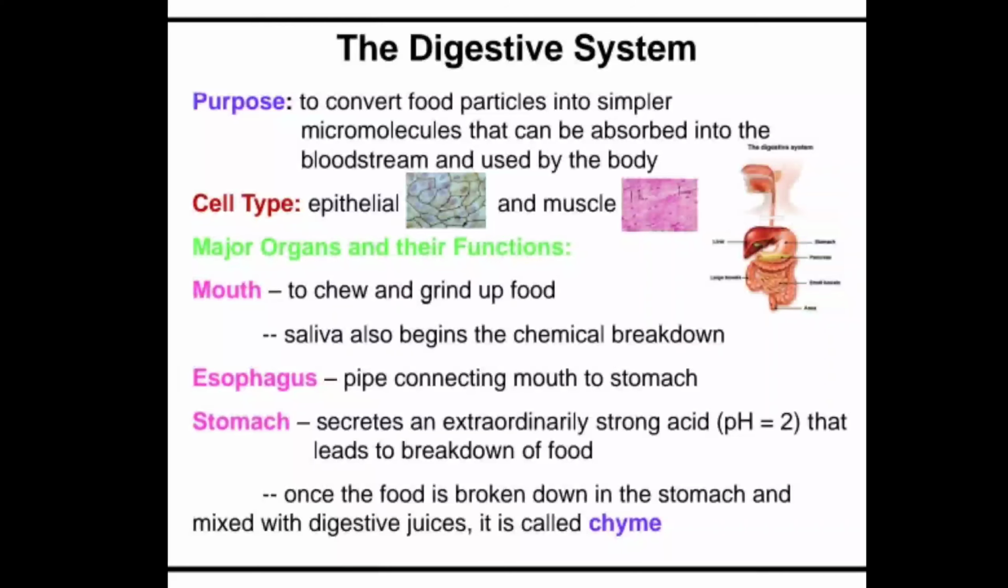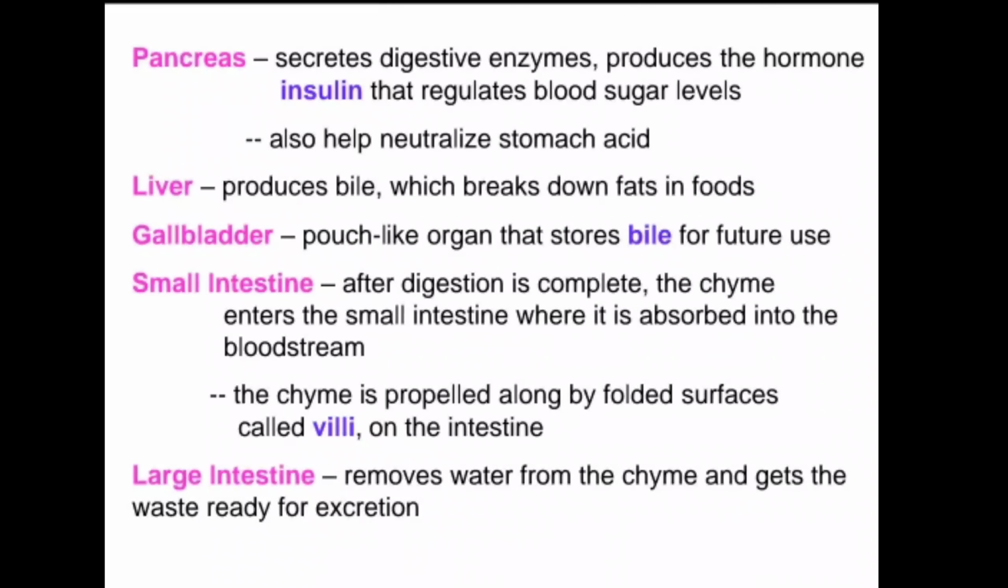Once the food is broken down in the stomach and mixed with digestive juices, it is called chyme. Pancreas secretes digestive enzymes, produces the hormone insulin that regulates blood sugar levels, and also helps neutralize stomach acid. Liver produces bile, which breaks down fats in foods. Gallbladder, pouch-like organ that stores bile for future use.